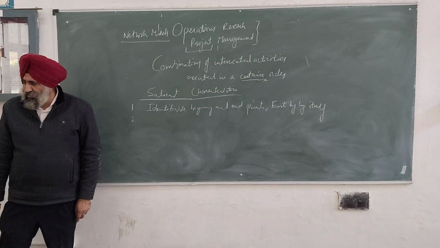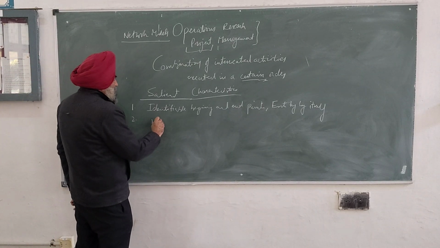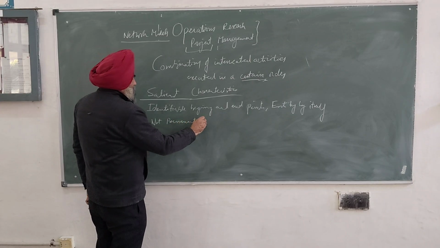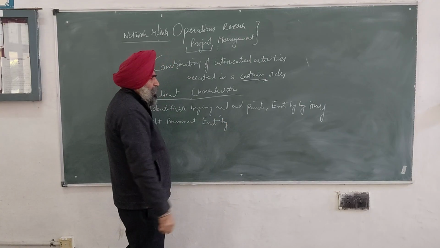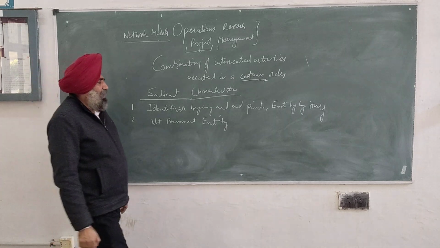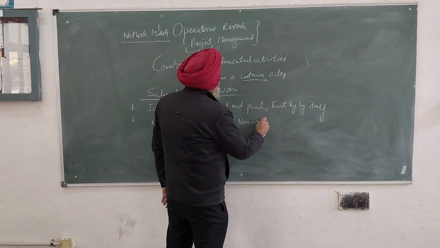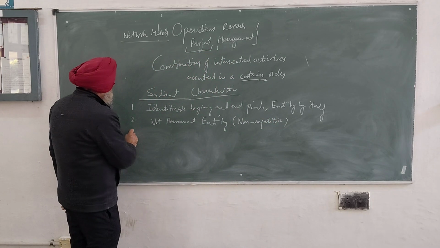We go with another characteristic. It is not a permanent entity, which means it will not remain the same. It will keep on changing with the passage of time. A project is not repetitive in nature. Permanent entity means this is not repetitive in nature. This is another characteristic.